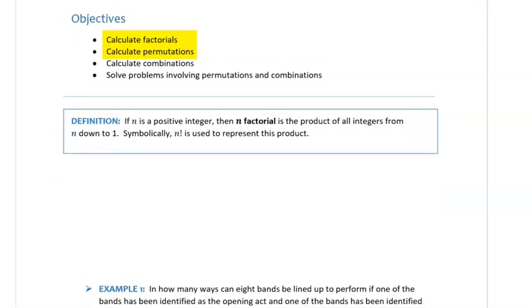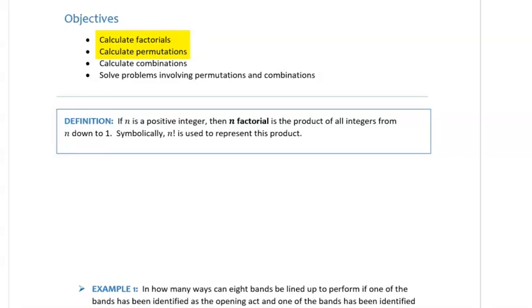If n is a positive integer, then n factorial is the product of all integers from n down to 1. Symbolically, n exclamation point is used to represent this product. For example, if we wanted to compute 5 factorial, symbolically represented as 5 exclamation, we would find the product of all integers from 5 down to 1. So that would be the product 5 times 4 times 3 times 2 times 1, which ends up being 120.